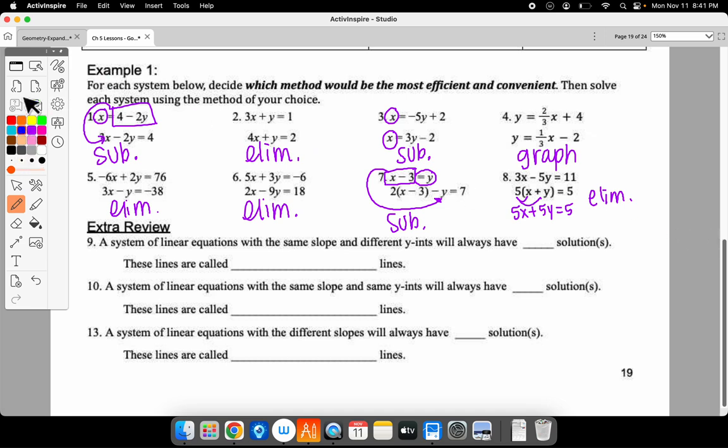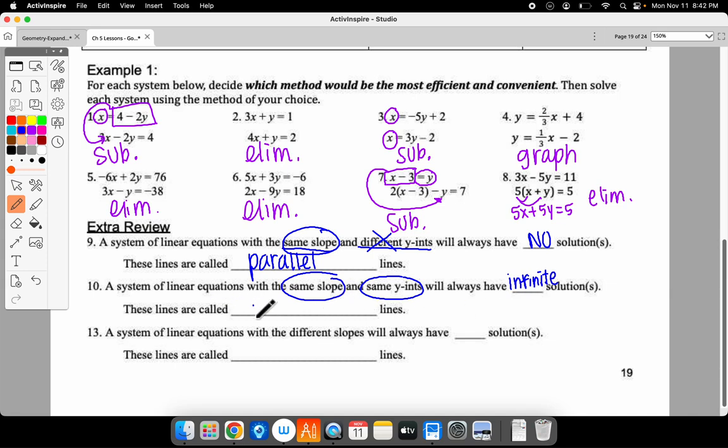And then just a little extra review all the way back from the first lesson of this chapter. Remember that if your system has the same slope but different y-intercepts, that's going to have no solution, because those are parallel lines, which means they never ever cross. If you have the same slope and same y-intercept, those are literally the same equation, so they're always going to cross. So they have infinite solutions.